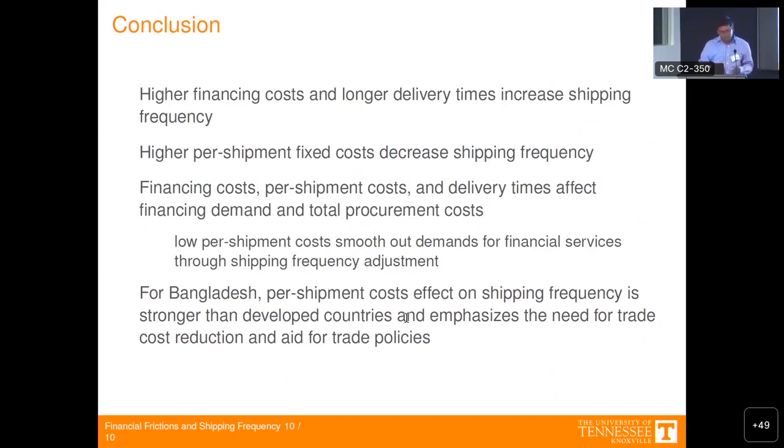And from the theoretical model, the first three bullet points are from the theoretical model. We see, yes, there is this lead time based impact on shipping frequency. And from the estimation, we can see for Bangladesh, it's more important than for other developed countries. Thank you.